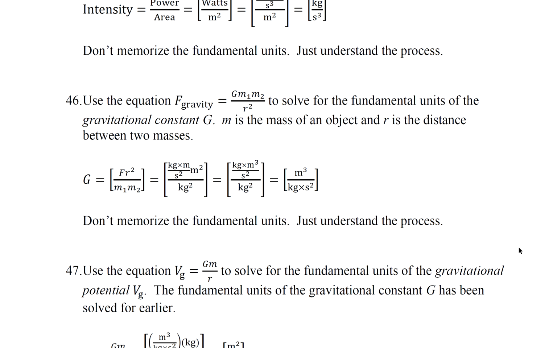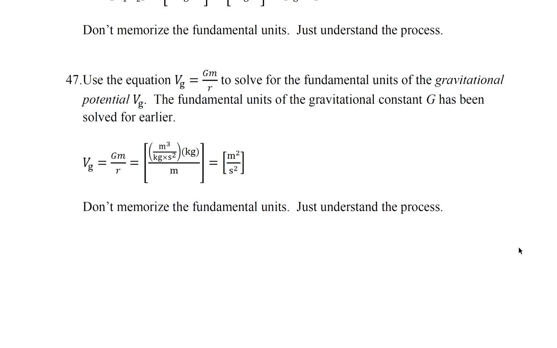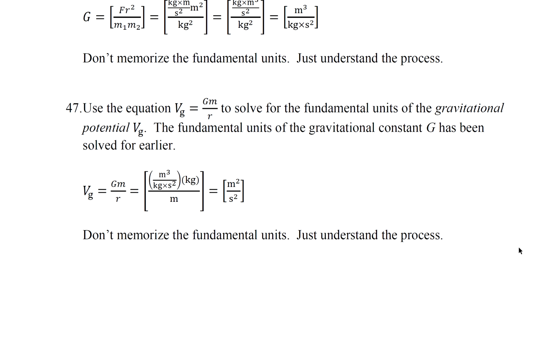Question 46. Use the equation force of gravity equals G m1 m2 over r squared to solve for the fundamental units of the gravitational constant G. So first solve for big G. Then we're going to plug in the units. M1 is a mass of object 1, M2 is a mass of object 2. Question 47, use the equation V sub G equals GM over R to solve for the fundamental units of the gravitational potential V sub G. So, you plug in the fundamental units and that's the solution we get.